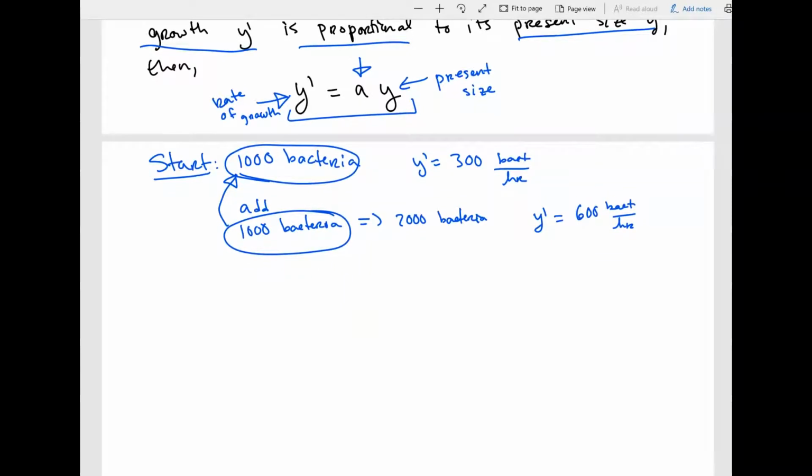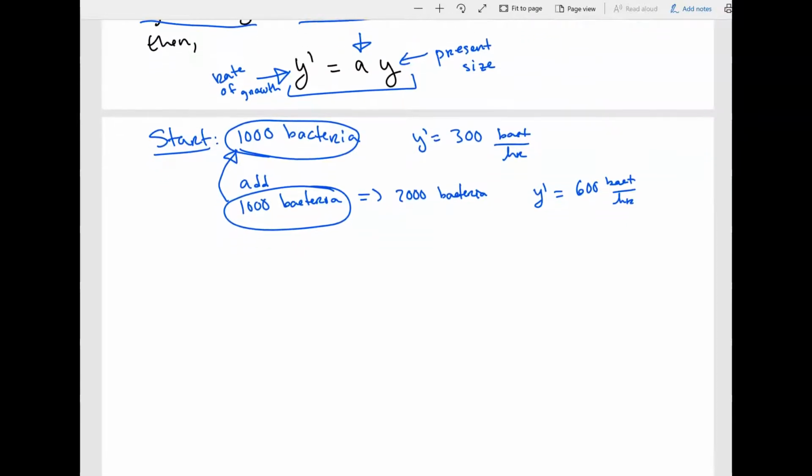There's many different ways that you can figure out this value of A, and we're going to try to figure it out as well. But basically, if you have unlimited growth, so if something is endlessly growing, then the differential equation that we can use to model this is going to be y prime equals AY, okay?